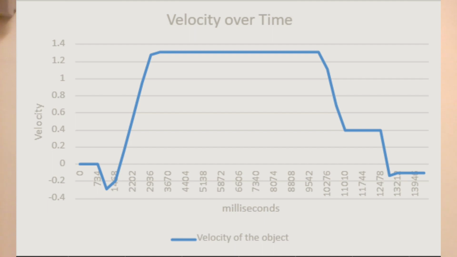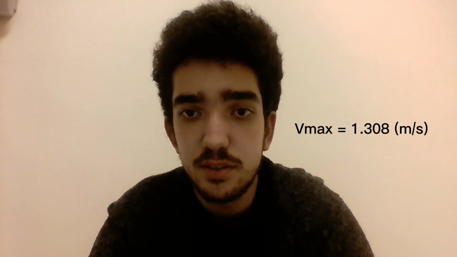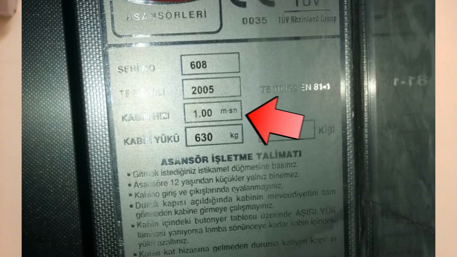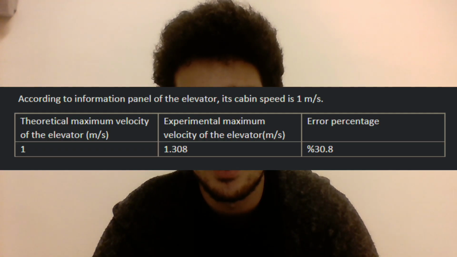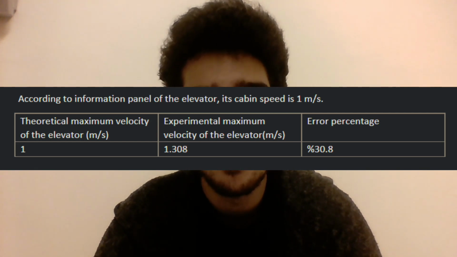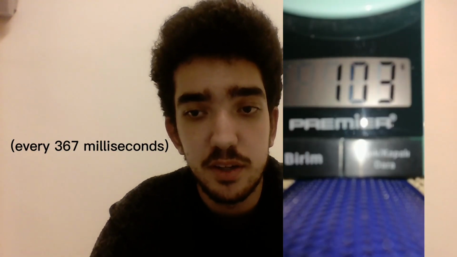Looking at the result of this data, I can see that my elevator travels at a velocity of 1.308 meters per second. According to the information on the elevator, it is actually traveling 1 meter per second. That means that I'm 30.8% off. The major reason for this error is that my precision balance is updating too slowly for my experiment.